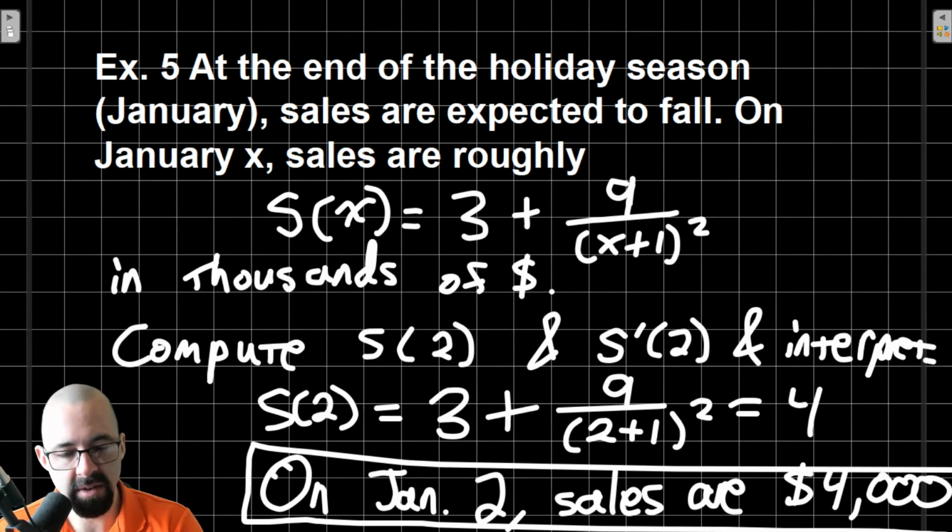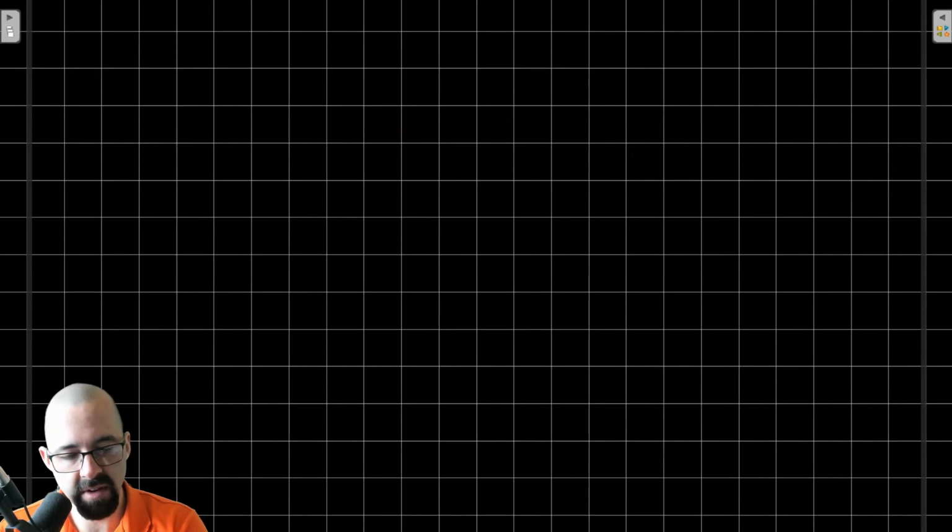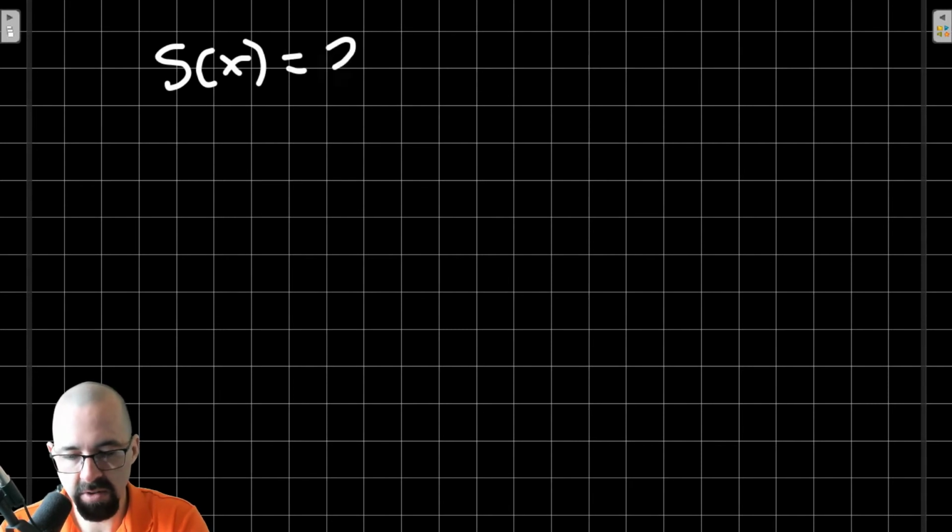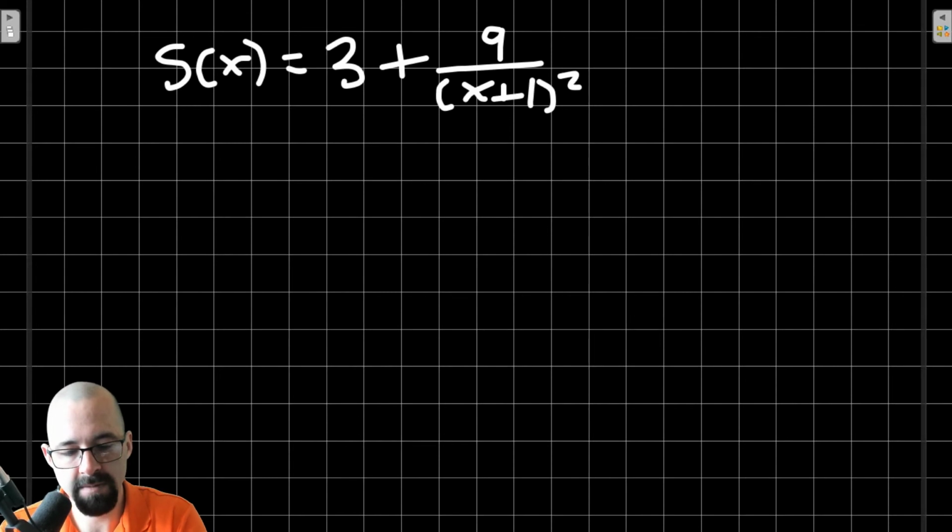So we have to find the derivative. Let's go ahead and copy this function real quick and then find the derivative. So again, S of X was 3 plus 9 over X plus 1 squared. And now we need to find the derivative.